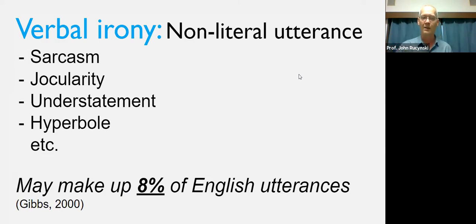hyperbole or exaggeration. So again, an example, "I have 300 slides to get through tonight" would be hyperbole, fortunately. Now, why it's important to recognize or understand this: one researcher showed that this can be up to 8% of English utterances. So that is a lot of irony or sarcasm. So if you think of language learners and what they have to deal with to understand the L2.